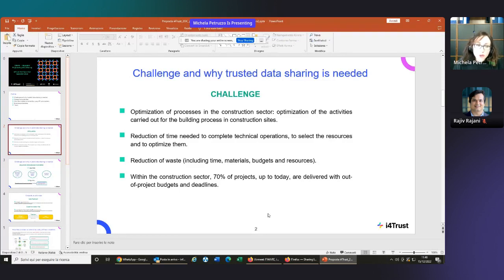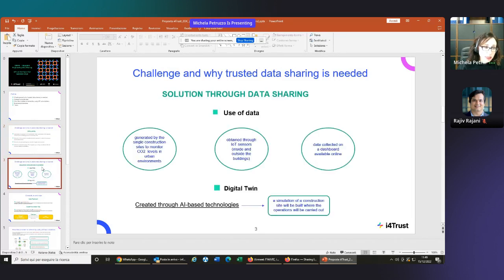The challenge of this project is, first of all, the optimization of processes in the construction sector, both in terms of time, so reduction of time needed to complete the technical operations, and resources, and also in terms of waste, so reduction of waste in terms of, as I said before, time, materials, optimize the use of resources and budget. As we know, 70% of the projects in the sector are out of time and out of deadlines and budgets. So what is the solution that we want to achieve through data sharing?